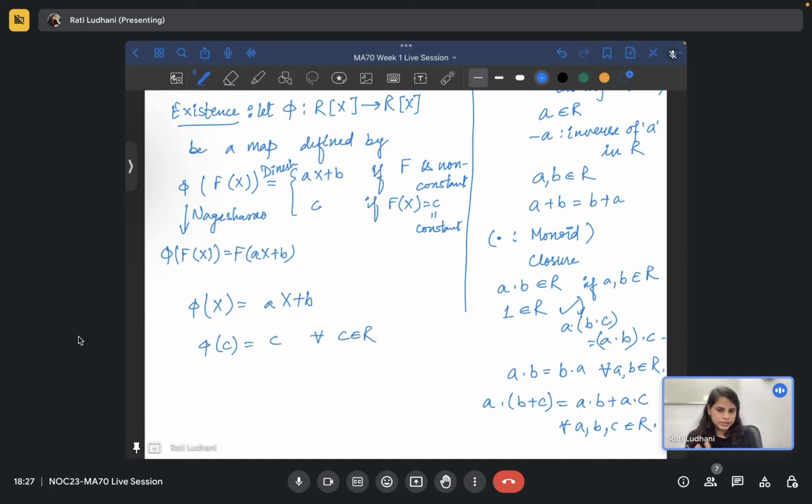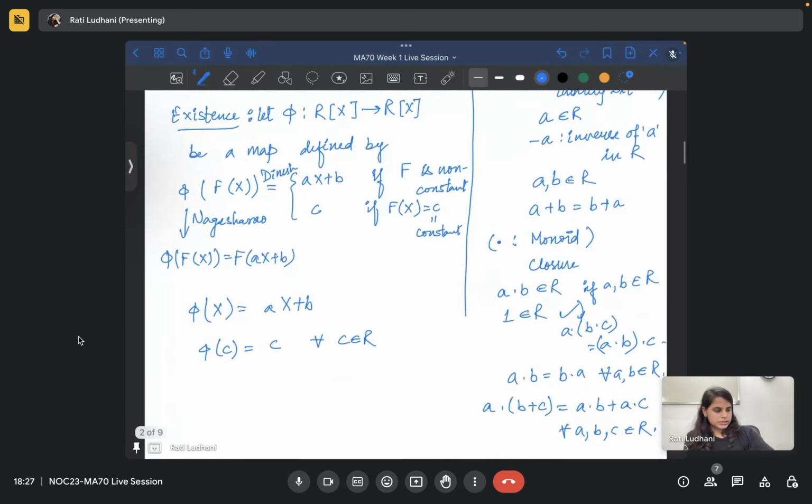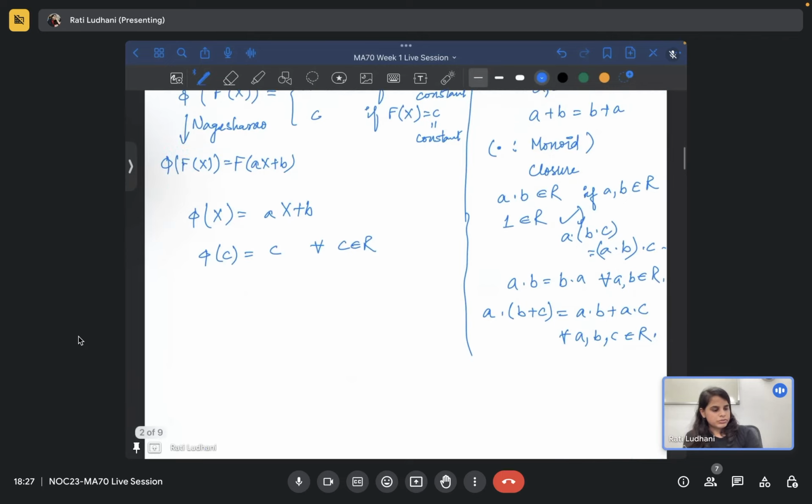Both properties are satisfied, but you also need to make sure that this is a ring homomorphism, because we need to define a ring homomorphism. So let's see if this is a ring homomorphism or not. For a ring homomorphism, what do we need to prove? What properties do we need to check? First, it should be an abelian group homomorphism. So you mean group homomorphism.